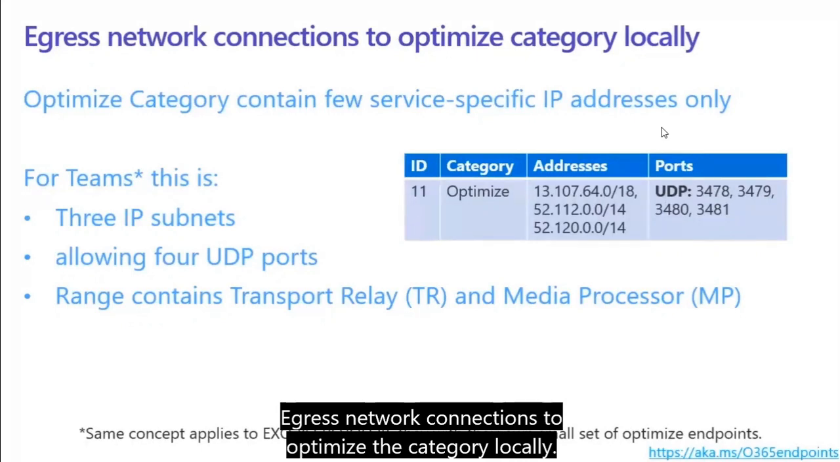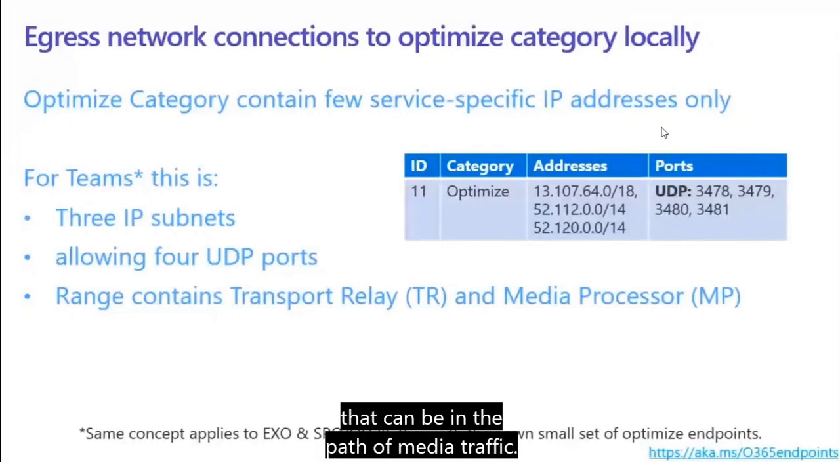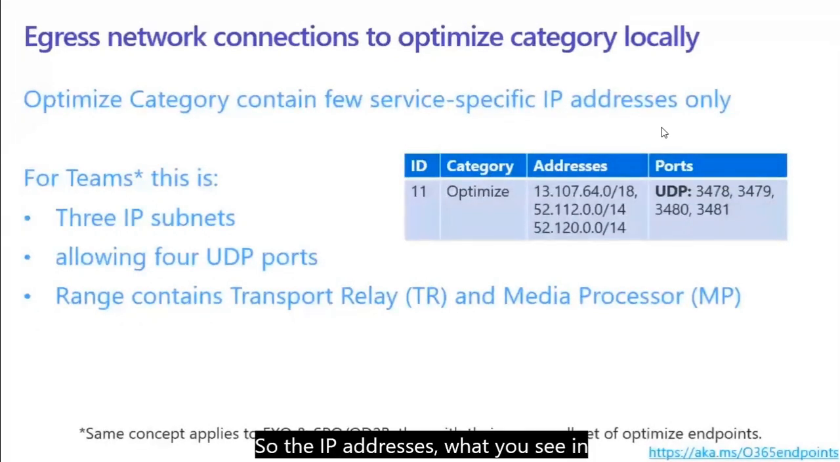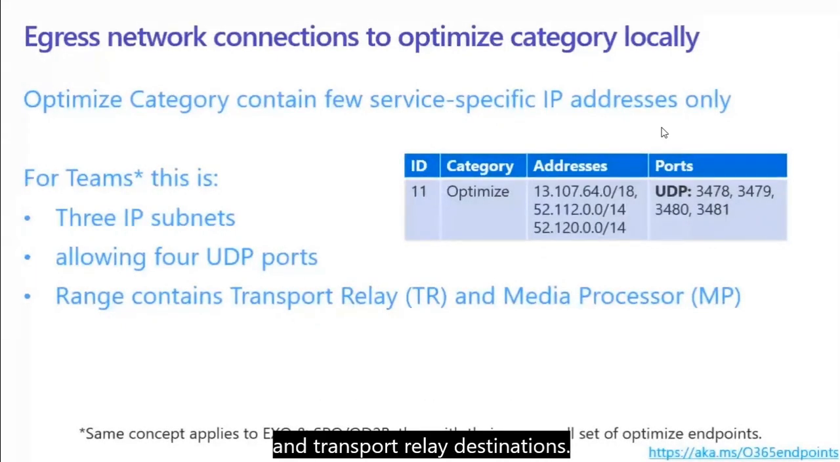Egress network connections to optimize the category locally. There are two components in the Microsoft Cloud that can be in the path of media traffic. They are the media processor and the transport relay. So the IP addresses you see in this table contain both the media processor and transport relay destinations.